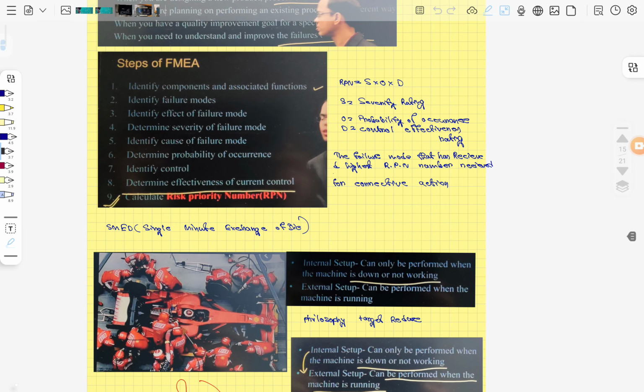Steps in FMEA: identify the improvement associated. Risk priority number, that is RPN. It is the risk priority number, RPN. So SOD: S is the severity rating, O is the probability of occurrence, D is the control effectiveness. The failure mode, that is received by the RPN number received by the control.